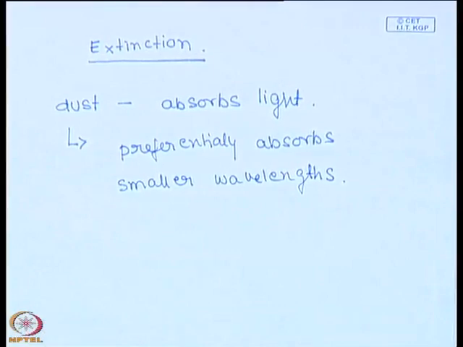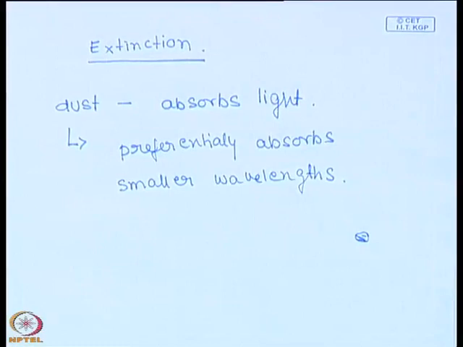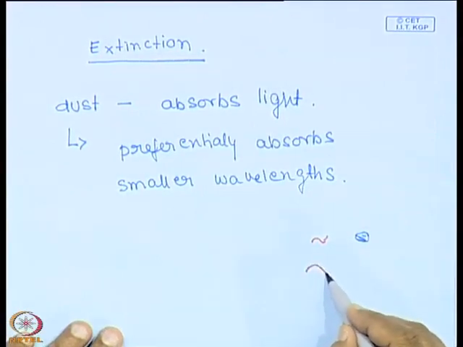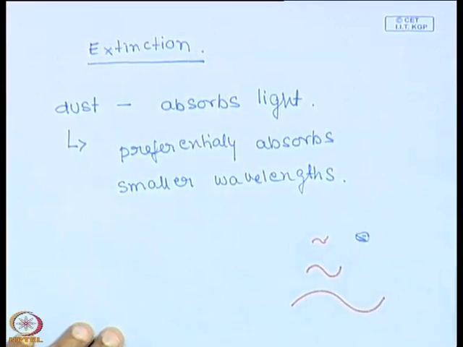So, this process is more efficient in absorbing radiation of smaller wavelength as compared to that of larger wavelengths. This has to do with the size of the dust grains. So, if the dust grains have a size like this, it will be more efficient in absorbing radiation whose wavelength is smaller than this than it is in absorbing wavelength which is larger, and wavelengths which are much larger than this will just pass through. They will not even notice that the dust is there.